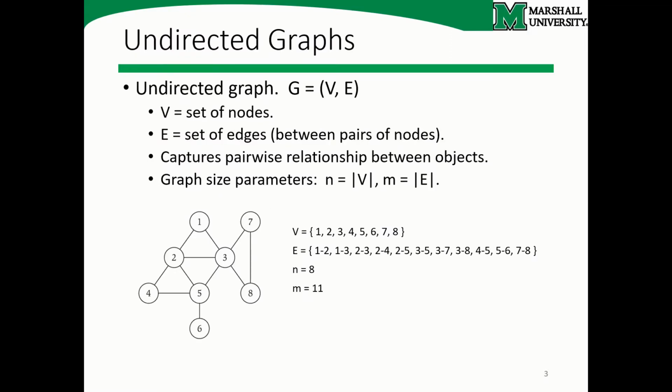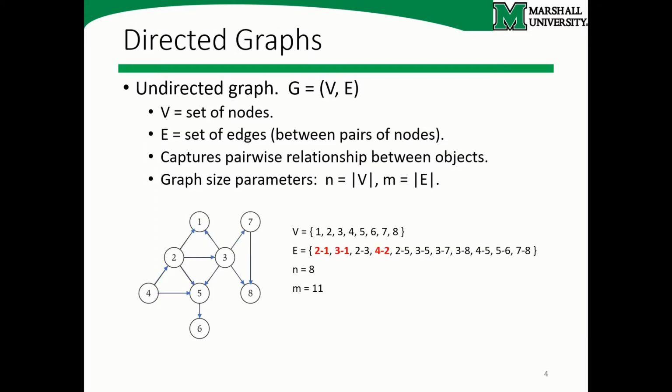Let's start with some basic definitions. A graph is a data structure that contains two sets, a set of vertices V and a set of edges E. A vertex is also called a node. An edge is a connection between two vertices. In an undirected graph, the edge does not have any direction. You can think of it as a two-way connection between two vertices. For example, the edge between two nodes or two vertices 4 and 2 can be written as 4-2 or 2-4.